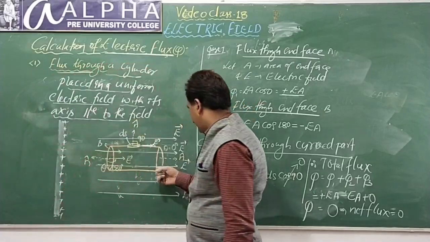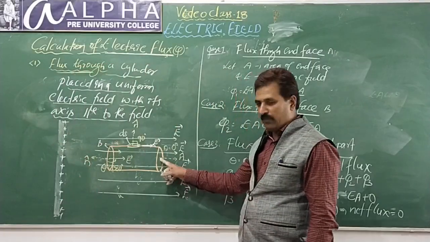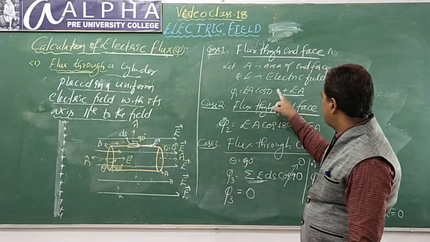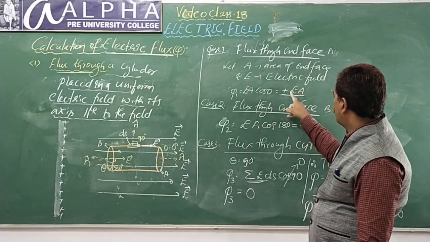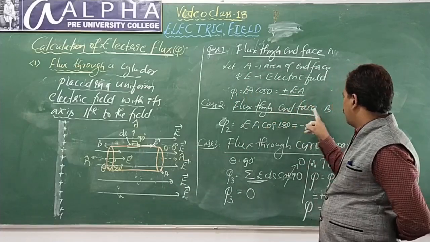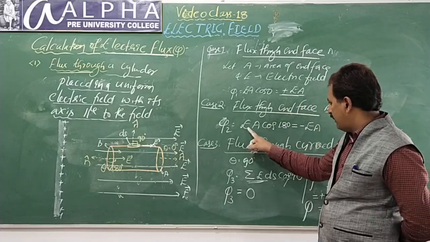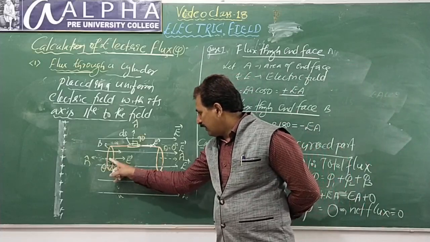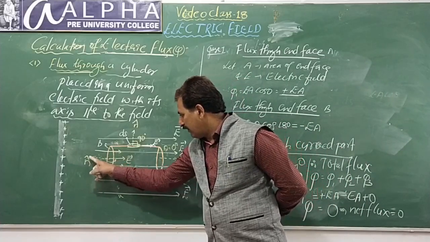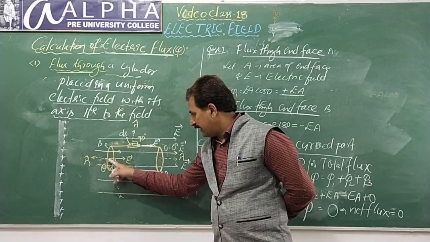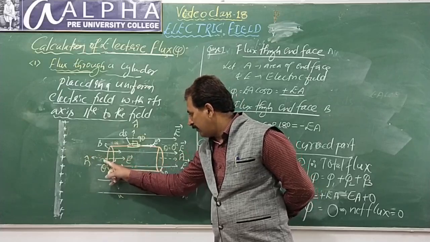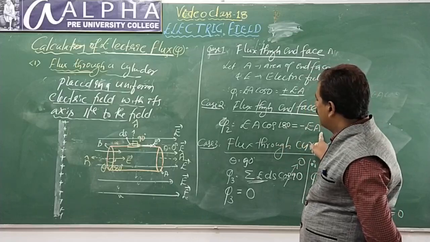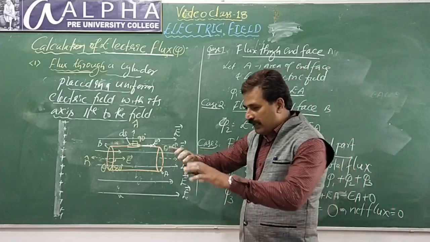To the surface A, you apply the flux formula. Electric field into area. Electric field and area are in the same direction. Angle is 0, so E into A. Flux through the end face B, there electric field EA cos 180. Why 180? Because at this point, area direction is left and electric field is right. Angle between them 180. What is cos 180? Minus 1, so minus EA.